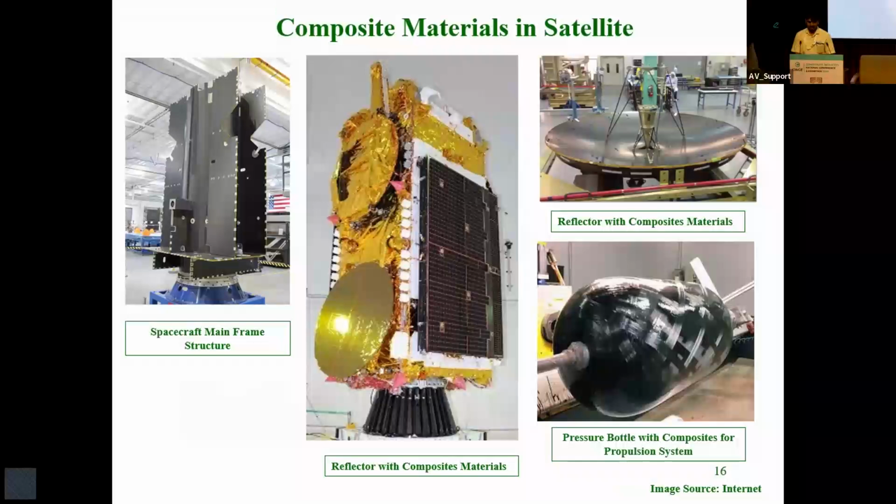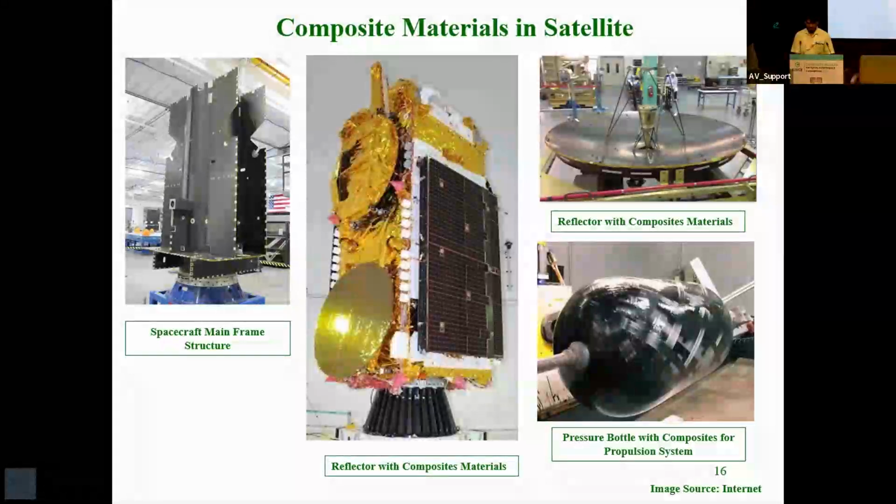These are the realized hardware. On the left side, you can see that panels are realized with CFRP honeycomb panels. The center cylinder is there, and on all four sides, four panels are there. On the right side, the topmost image is the reflector antenna, and just below it is the filament winding process of the composites for the gas bottles we are using.